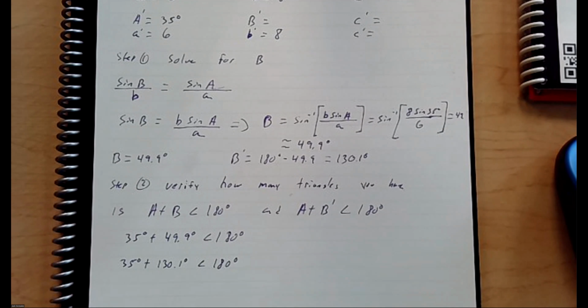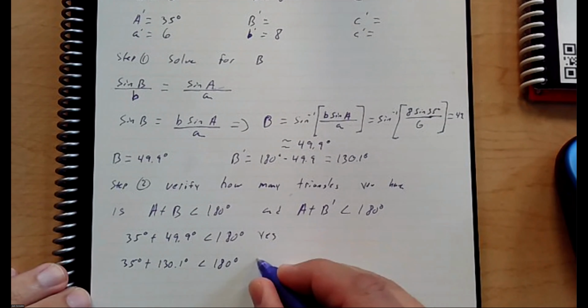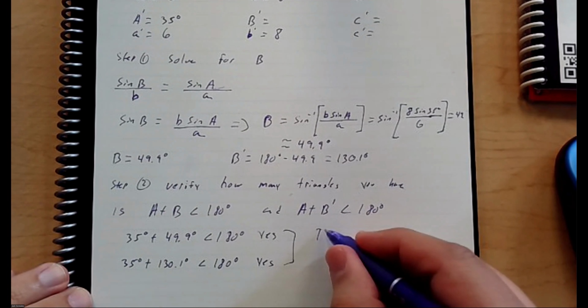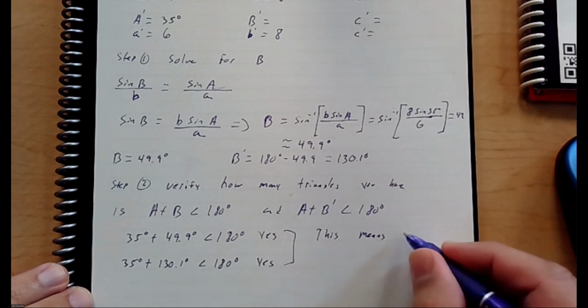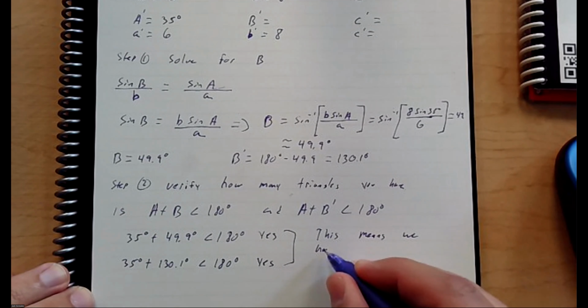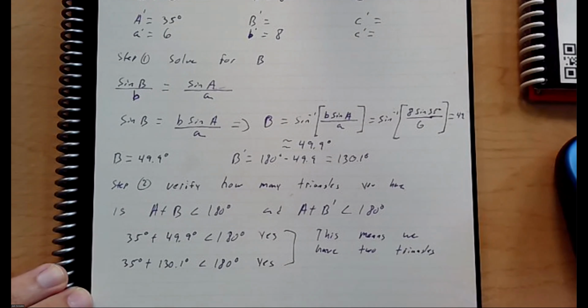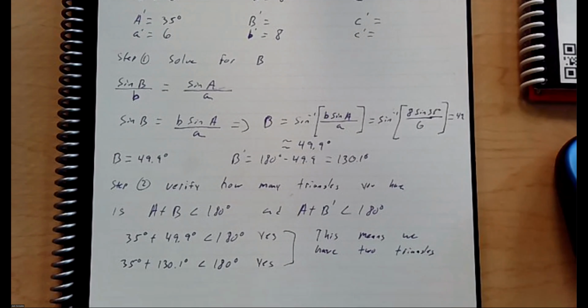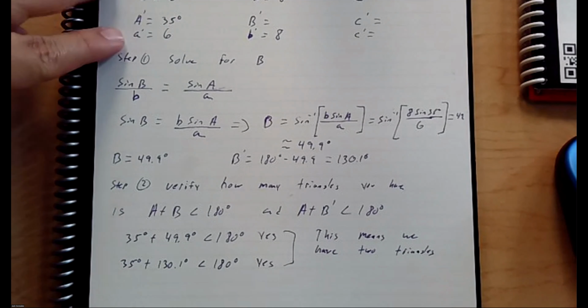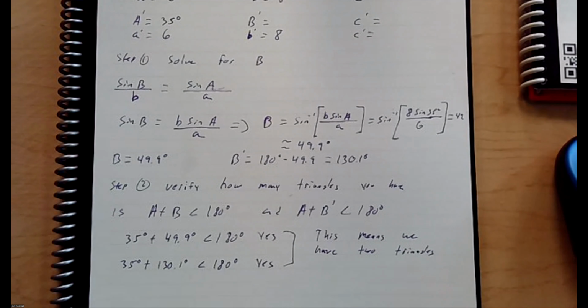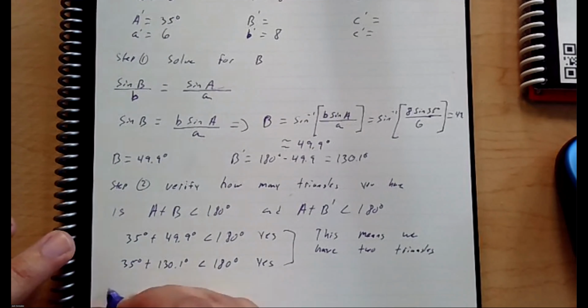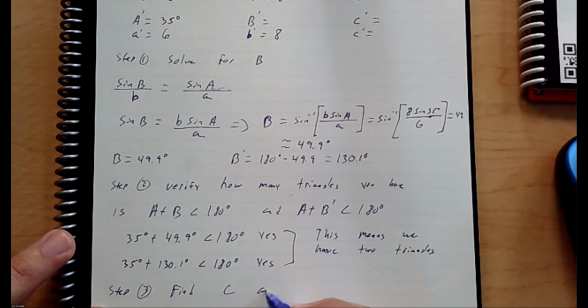Right, so we're gonna have to find two triangles. So yes, yes. This means we have two triangles. Right, so you have to check every time. Every time you're only given one angle, you gotta check. Okay. Step 3. Find C and C prime.